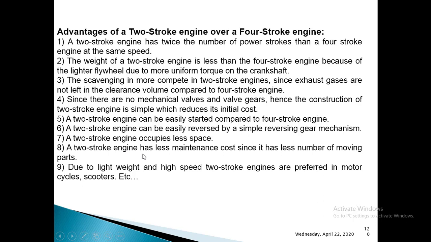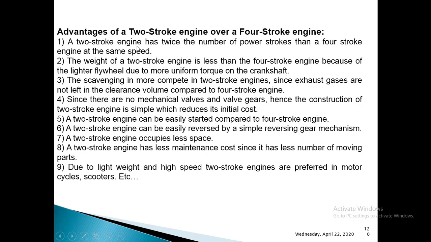Next, a 2-stroke engine has less maintenance cost since it has fewer moving parts. Thereby the maintenance cost of a 2-stroke engine is also less because it has fewer moving parts. Next, due to light weight and high speed, 2-stroke engines are preferred in motorcycles and scooters. This is regarding where it will be used. At least you can remember all these 8 points, which are very important, and this is also very easy to remember.